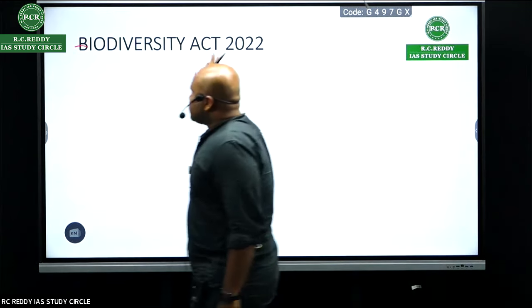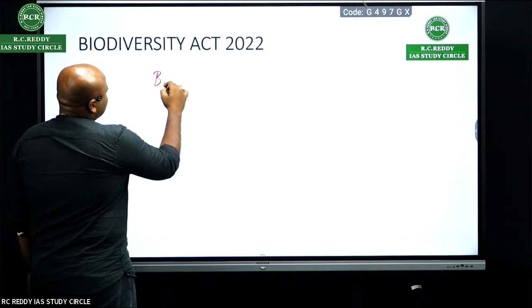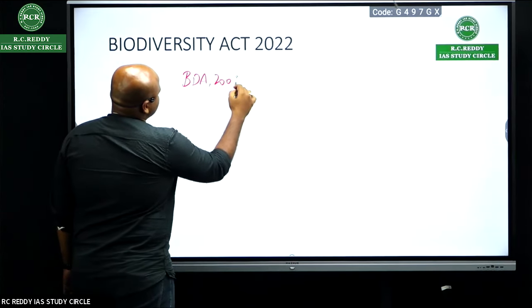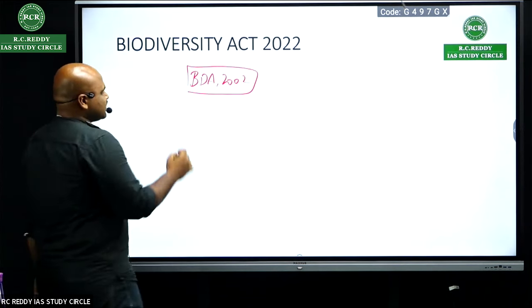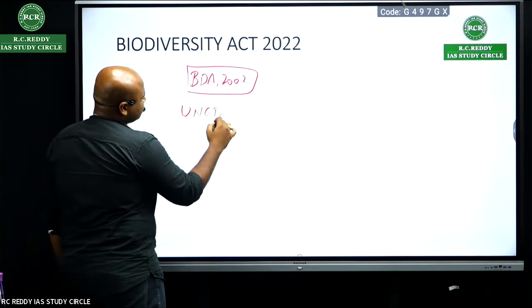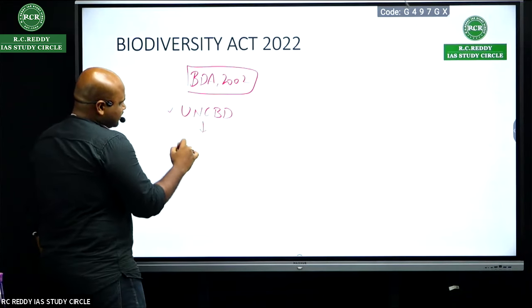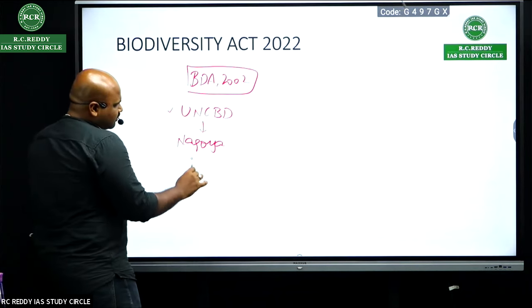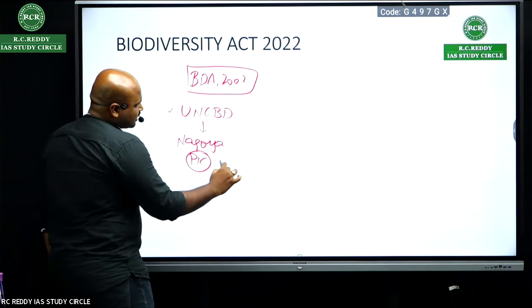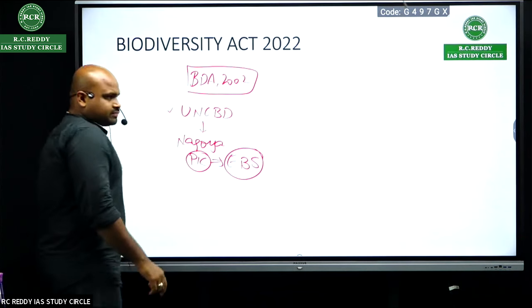Now, when I look at the Biodiversity Act, the BDA 2002, this was the original legislation. And what is the basis that I see? I see that UNCBD is the basis for the BDA. I also see an extension of UNCBD called the Nagoya Protocol, which fundamentally talks about prior informed consent, especially in the context of equitable benefit sharing.